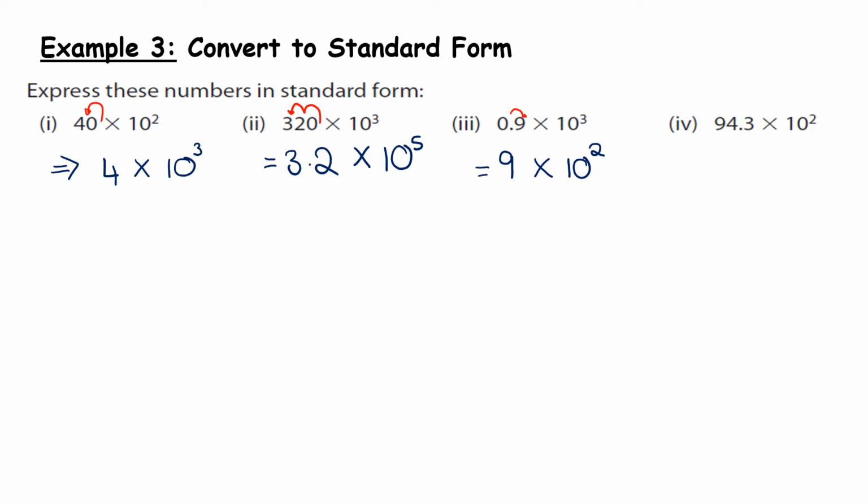My final one here, I bring my decimal place 1 space to the left. I'm making this smaller, which means I'm going to make my 10 to the power bigger by power 1. So it's 10 to the power of 3. So it's really about increasing the power when you've made the first number smaller, and when you've made the first number bigger, reducing the power on the 10.